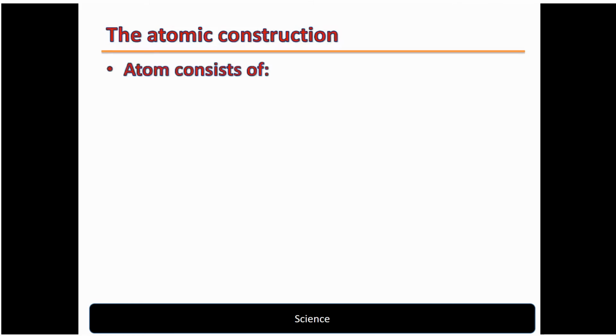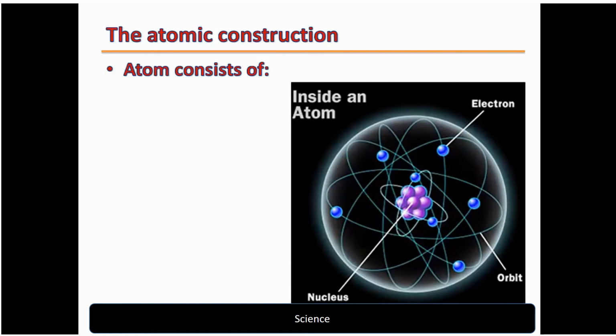Atomic construction. We will see that the structure of the atom is similar to our solar system. As you remember, our solar system consists of the sun and planets which are rotating around the sun. Also, the atom consists of a nucleus, which is similar to the sun, and electrons, which are similar to planets. And as you concluded, electrons rotate around the nucleus. So the atom consists of nucleus and electrons.